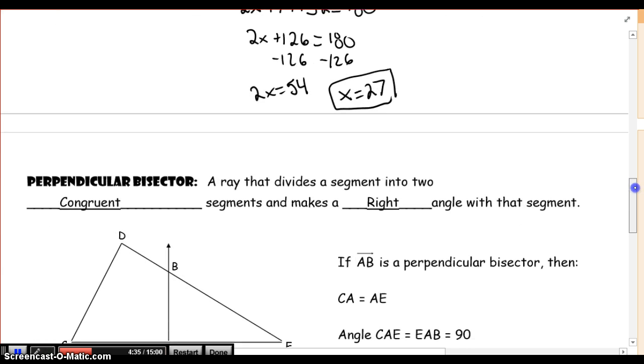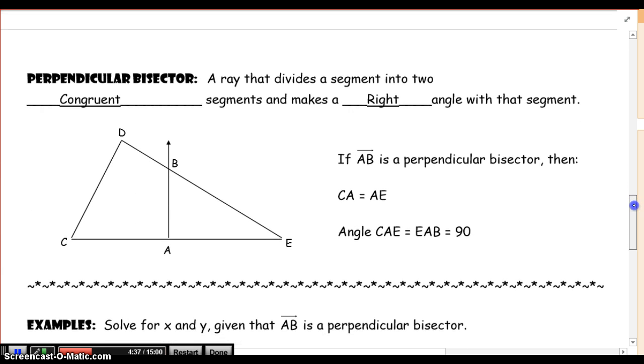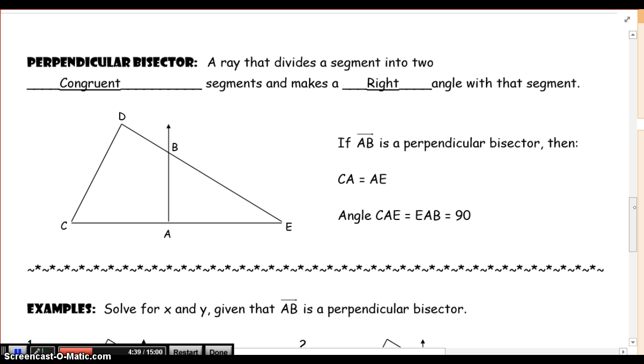All right, so that was angle bisectors. So let's take a look at perpendicular bisectors. Two things are going to happen here. It says it's a ray that divides a segment into two congruent segments. That's stating here that CA is the same exact thing as AE.